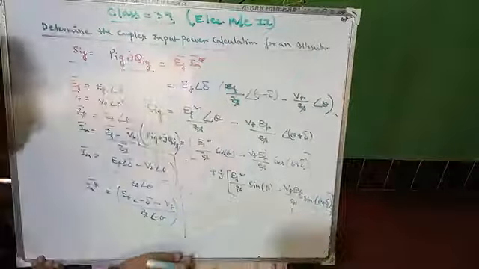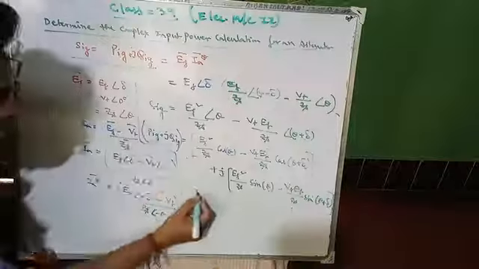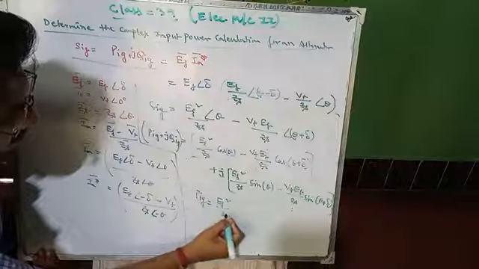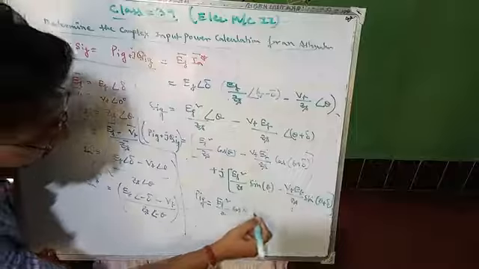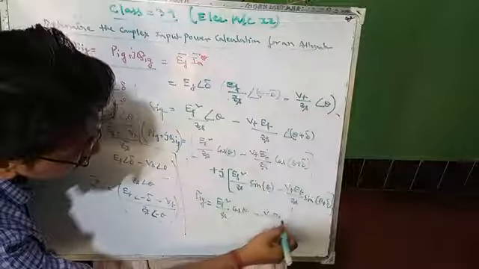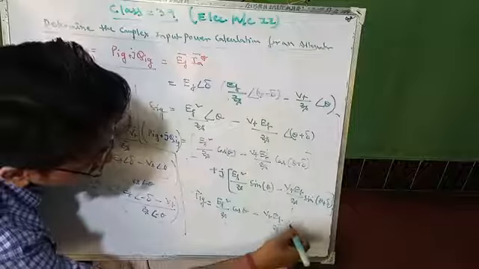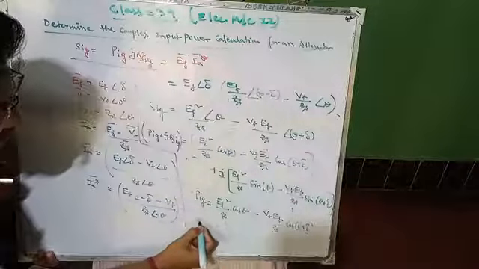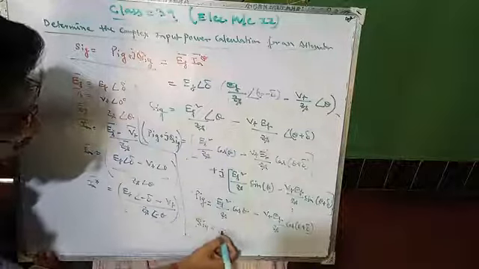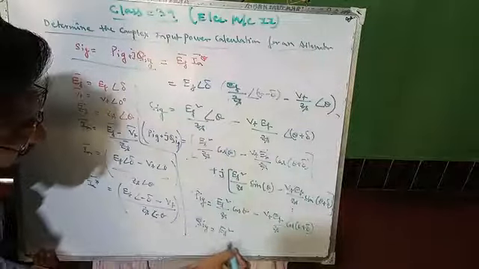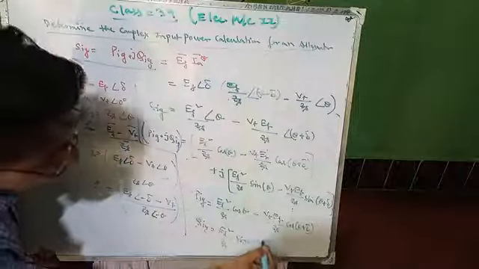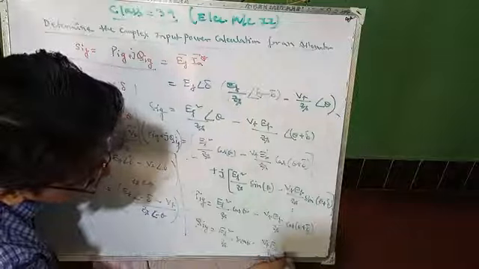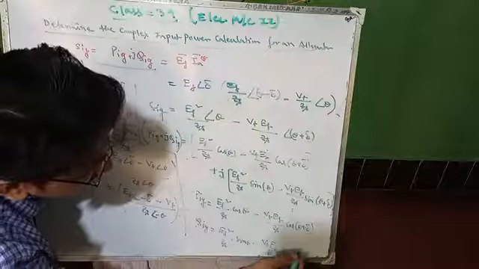So if we compare it, then what happened? PIG equals EF square by ZS cos theta minus VT into EF by ZS cos of theta plus del, and QIG equals EF square by ZS sin theta minus VT into EF by ZS sin of theta plus del.